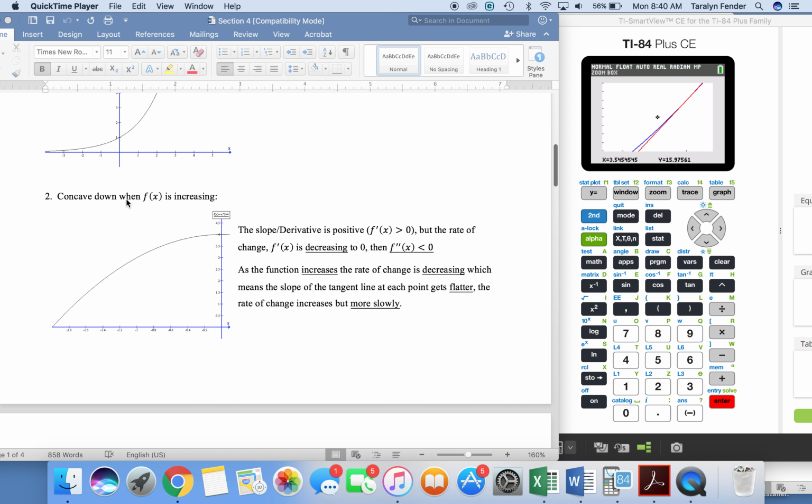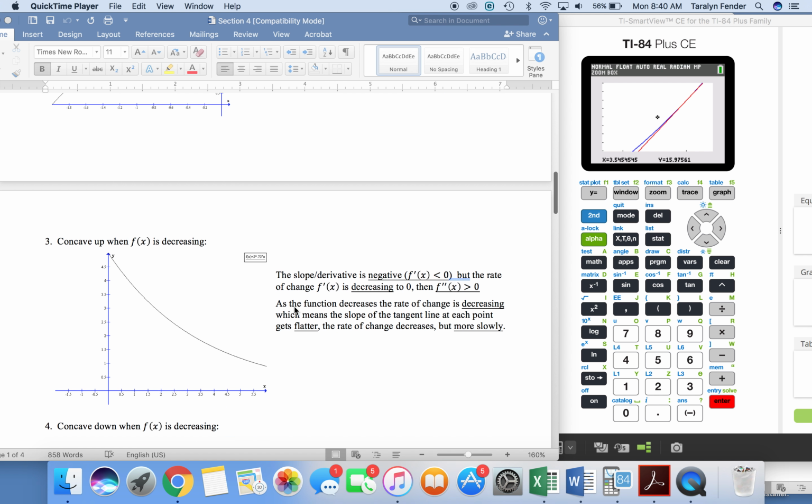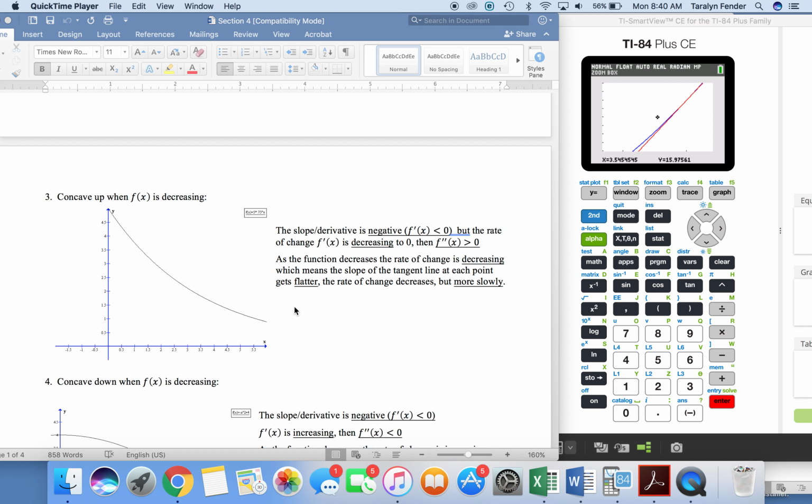Concave down when the function is increasing, the slope of the derivative is positive because this is increasing, the y values are increasing, the x values are increasing, but the rate of change is decreasing, so f double prime is less than 0. As the function increases, the rate of change is decreasing, which means the slope of the tangent lines get flatter. The rate of change increases more slowly. Increases, but it's increasing at a slower rate.